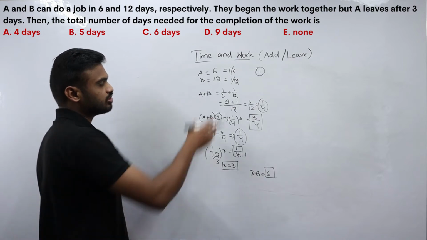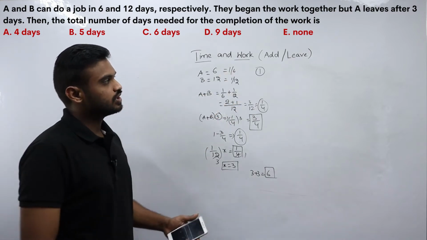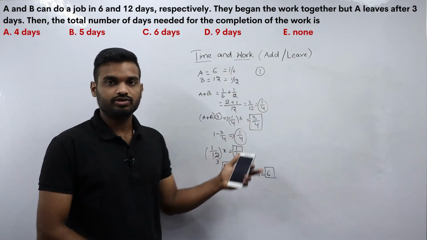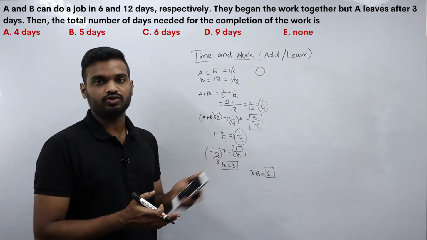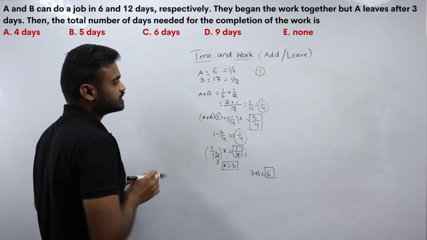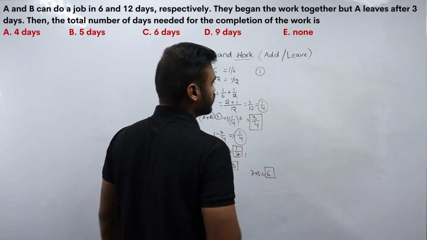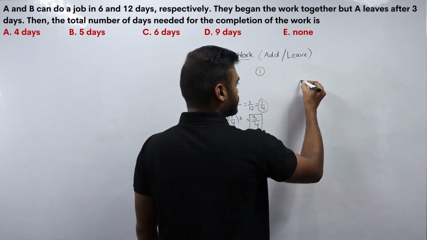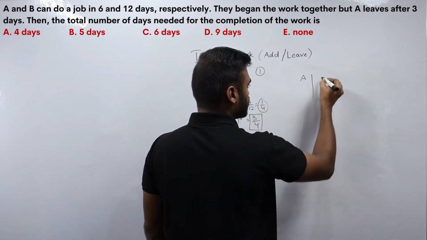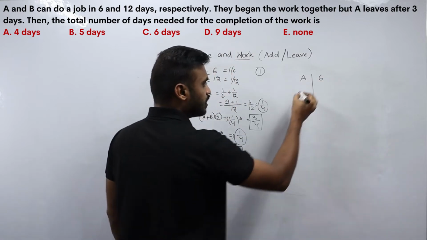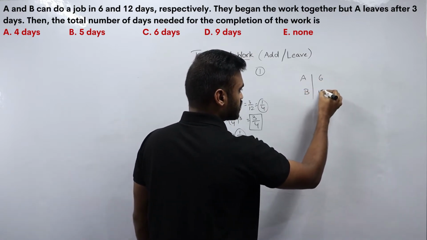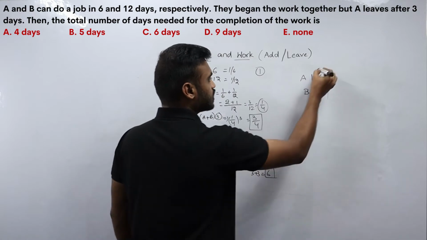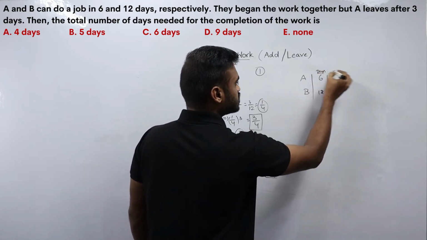Now let's see how to solve the same problem in the LCM method. Actually, in the LCM or units method, we can solve these kinds of problems very quickly when compared to the normal method. Now let's see how the LCM method or units method works. A can complete the work in 6 days and B can complete the work in 12 days.